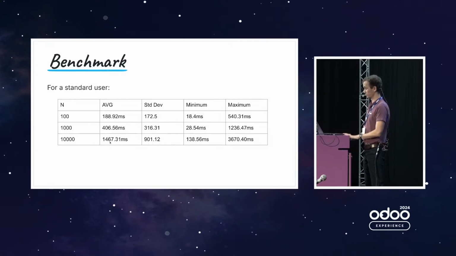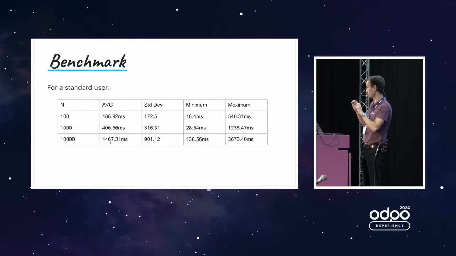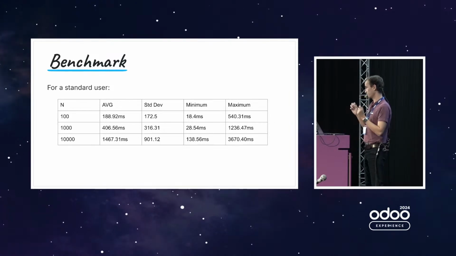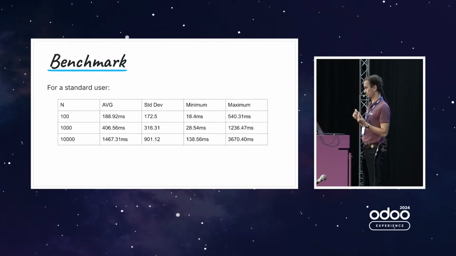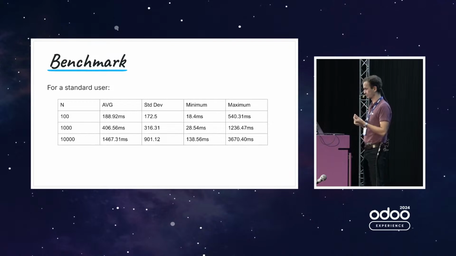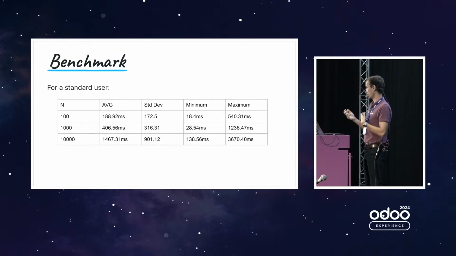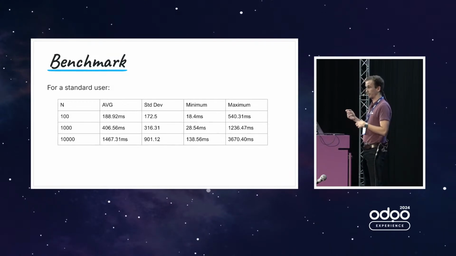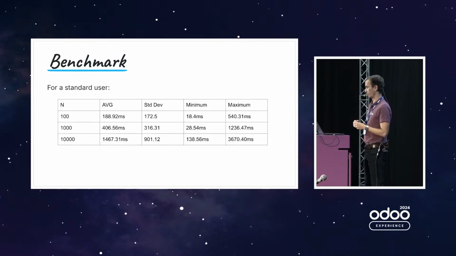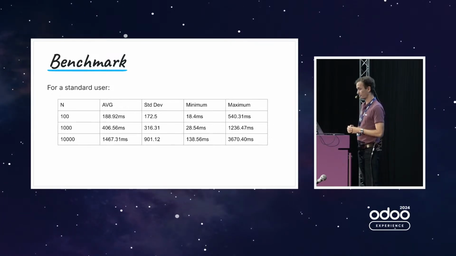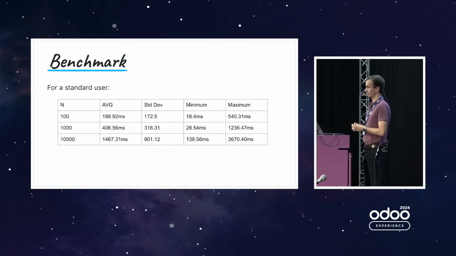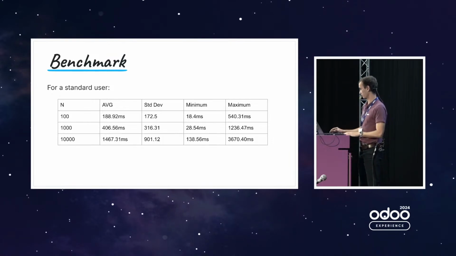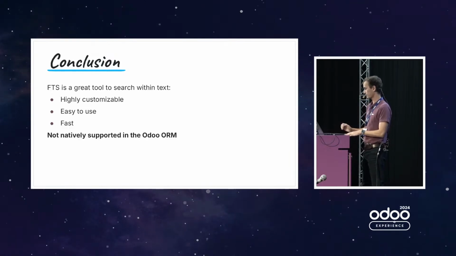And here are the results for the standard user. There is a bit of variation because admins and users have different permissions that have to be computed on every record. If you are an admin, you can have some rules that are less strict, so it will be easier to compute for the database. This is why there is a bit of difference between the two.